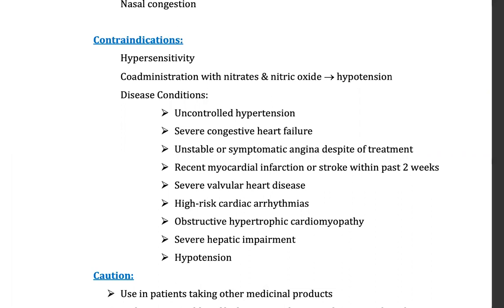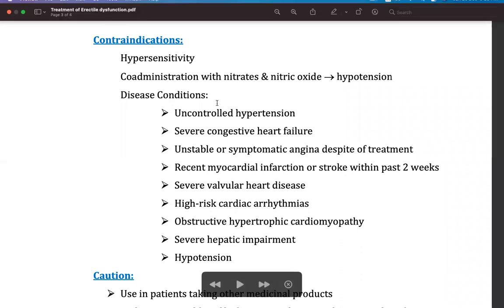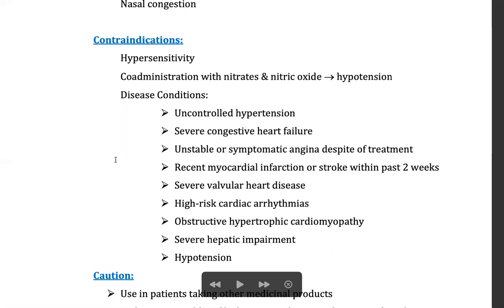So indirectly, sildenafil should be avoided in a person with cardiovascular disease. Plus it should be avoided in severe hepatic impairment, because if there is liver cirrhosis or severe hepatic impairment, the drug is not able to be metabolized and may remain in the body, which will create severe adverse effects. And in patients with hypotension, it should be avoided.